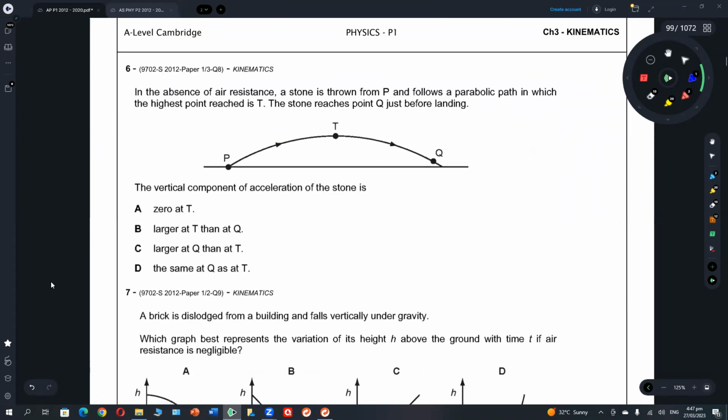This question is coming from a very famous topic called projectile. In the absence of air resistance, a stone is thrown from P and follows a parabolic path in which the highest point reached is capital T. The stone reaches a point Q just before landing. Q is just before landing. The vertical component of acceleration of the stone.